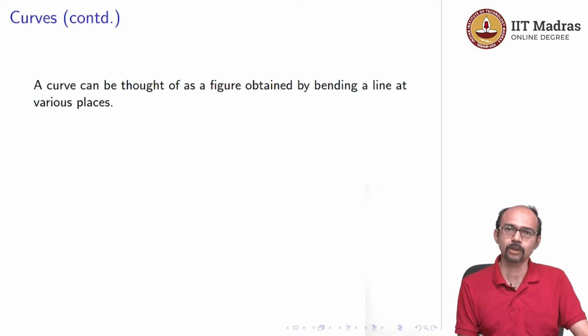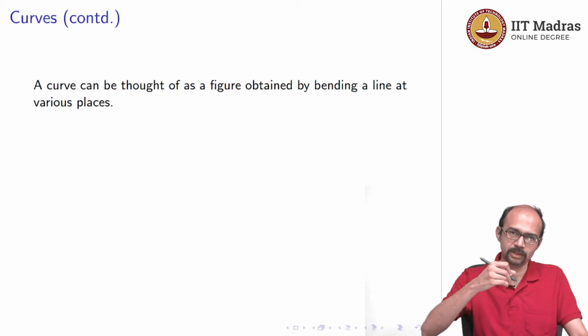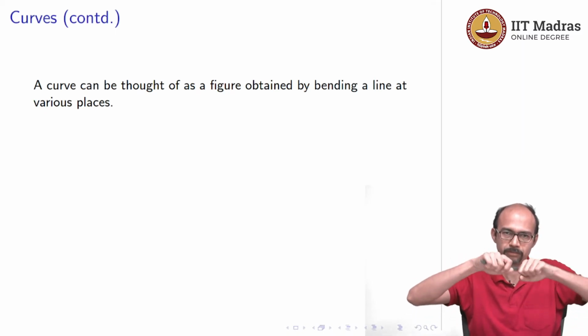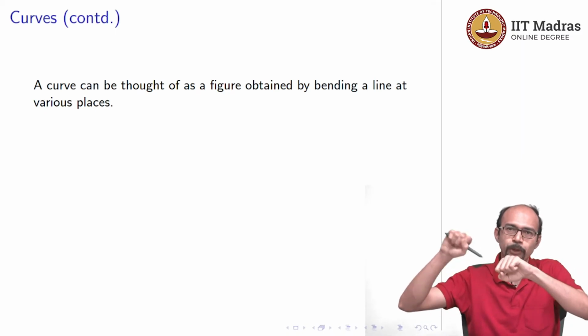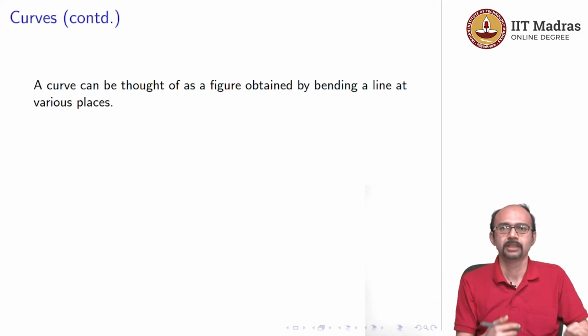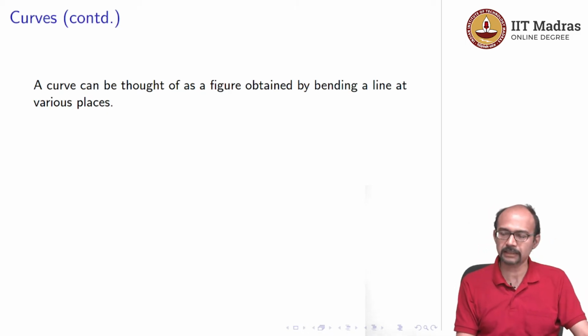So another way of thinking of a curve is that you can think of a curve as a figure obtained by bending a line at various places, right. So you have a curve and then you have a line and then you sort of make it curved at various points. Sometimes the curves may be very steep, they may be like this, and so on, and what you will get at the end is a curve.